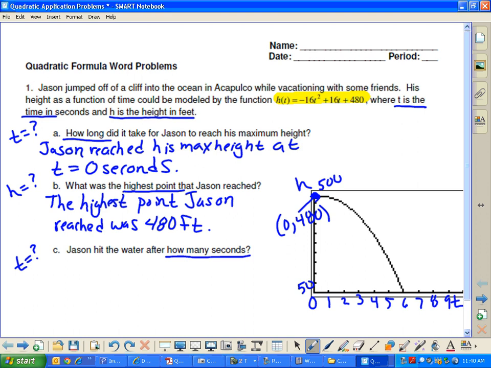Part C. Jason hit the water after how many seconds? So look at that graph. The graph supports our answer, but ultimately what you're going to do is use one of the algebraic methods that we talked about in the chapter to support why the answer exists where it does on the graph. But you could look at the graph to get a general idea of where your answer should be. So my question to you, my very smart period 6 college algebra class, is how many seconds did it take for Jason to hit the water? You see it? Go ahead, John. 6 seconds, very good. So Jason hit the water after 6 seconds.